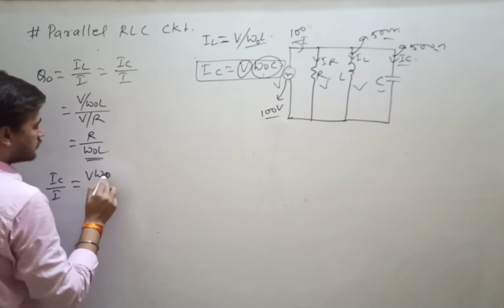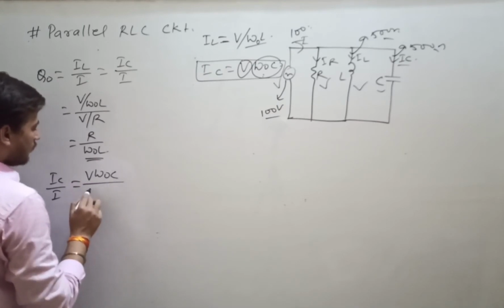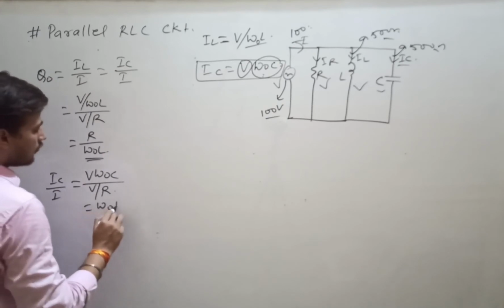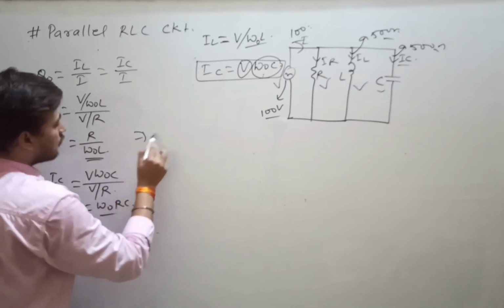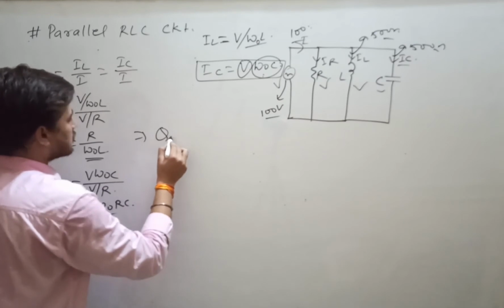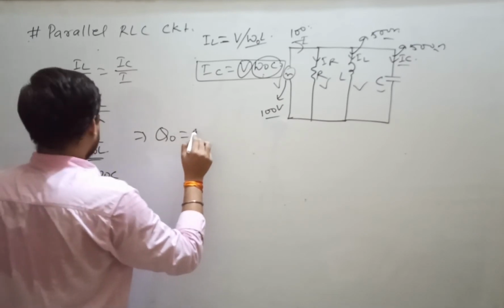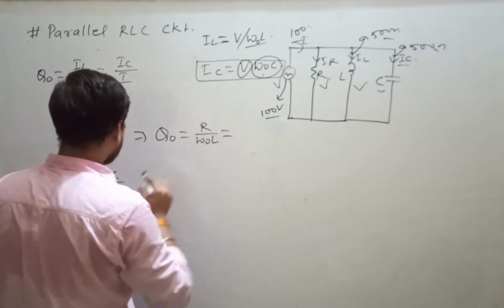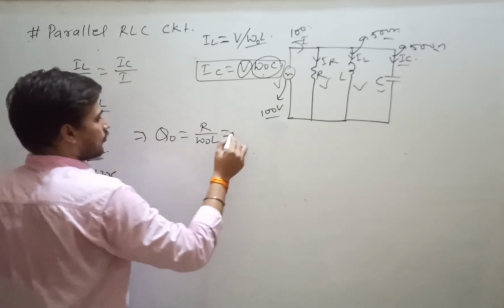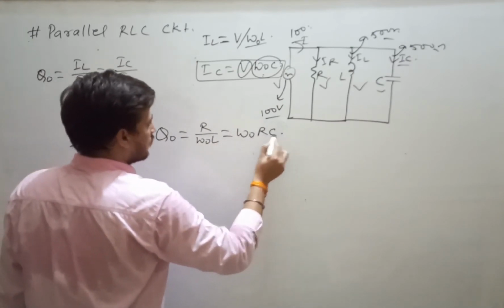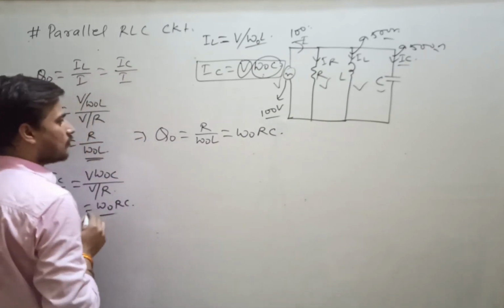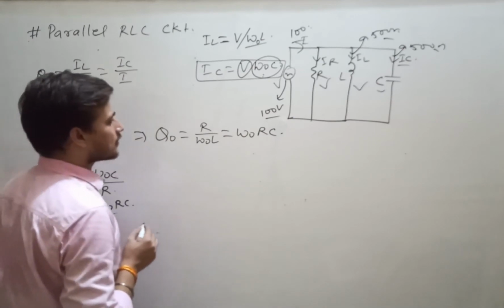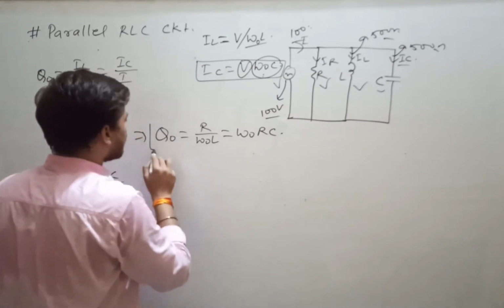divided by V by R. So you get omega naught RC. So the quality factor for the parallel resonance circuit is equal to R upon omega naught L, or omega naught RC. Clear? So this is the value of the quality factor.